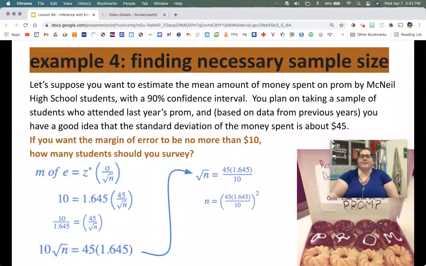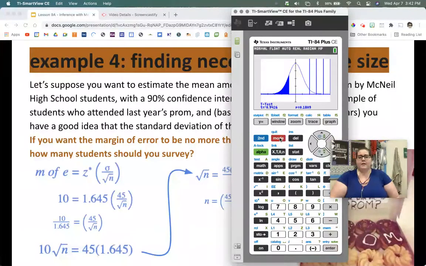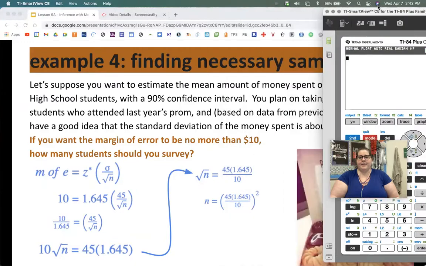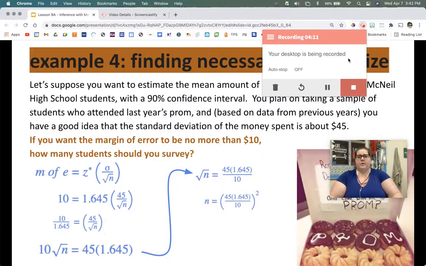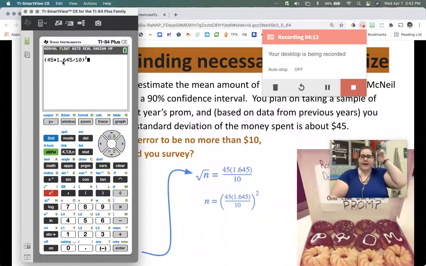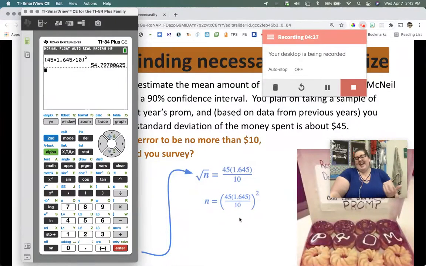Okay, so now that I have it down to that, I can go to my calculator and I can just type that in. So let me do that real quick. All right, so I have typed that in. Notice that I made sure to put parentheses around that whole fraction. 45 times 1.645 divided by 10 is all in parentheses, and then I squared it. And that gives me a value of 54.8.